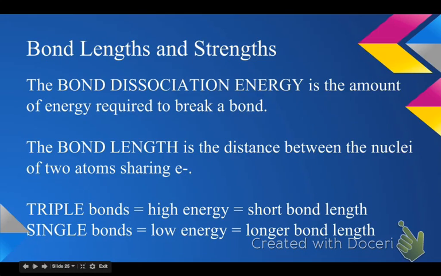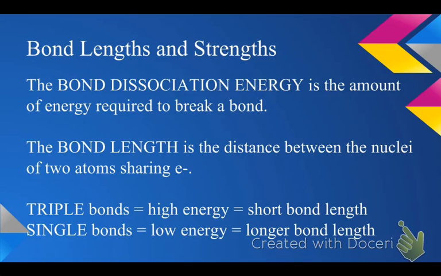The bond dissociation energy is a term we've talked about before, and that's the amount of energy required to break a bond. And the bond length is the distance between the nuclei of 2 atoms sharing electrons. So it turns out that triple bonds have the highest energy to break. So triple bonds have the highest bond dissociation energy, but they have the shortest bond length, and that's because to share so many electrons, they have to get pretty close to each other.